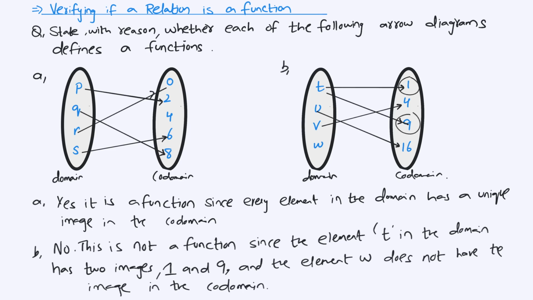So let's revise the definition of a function once more. Every element must have a unique image in the codomain. So over here I had two images coming out from t. So this is one of the reasons why it's not a function, and w doesn't have any image, so it's also not a function. That's another reason for it to not be a function.